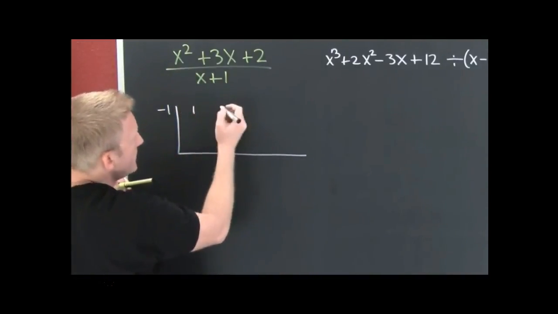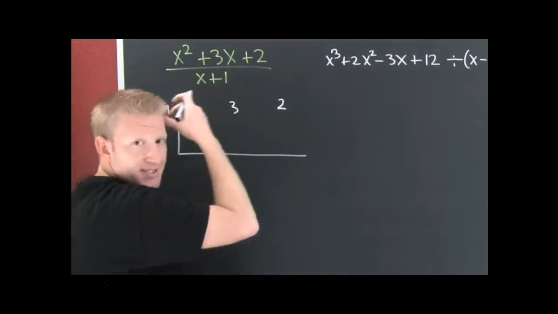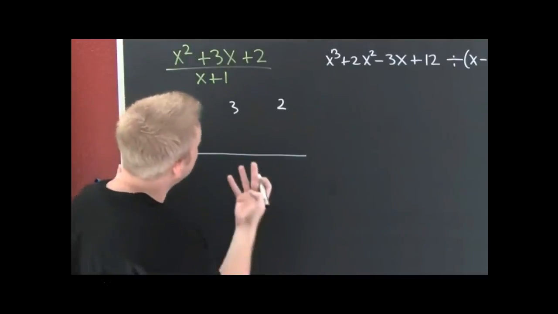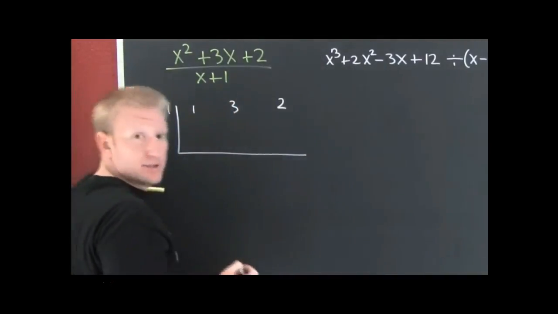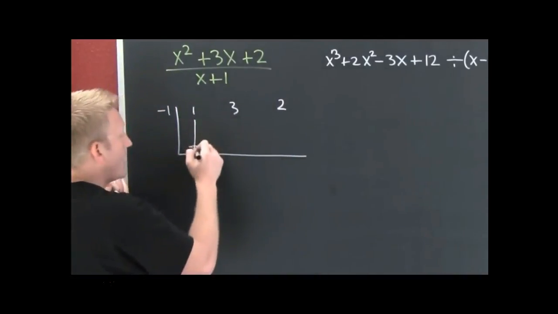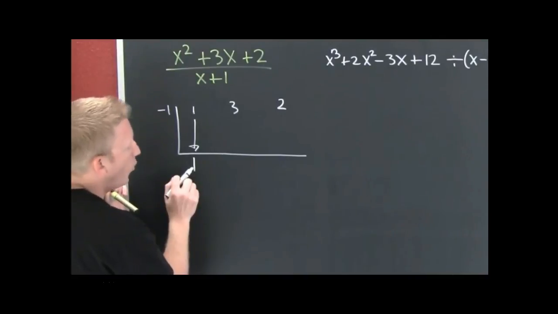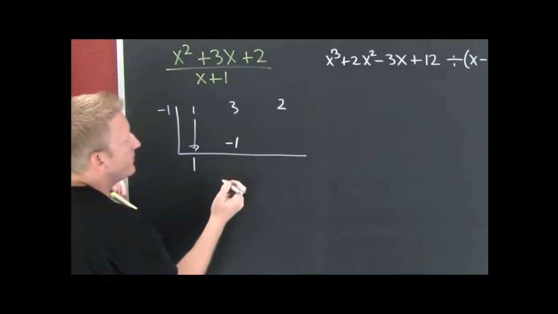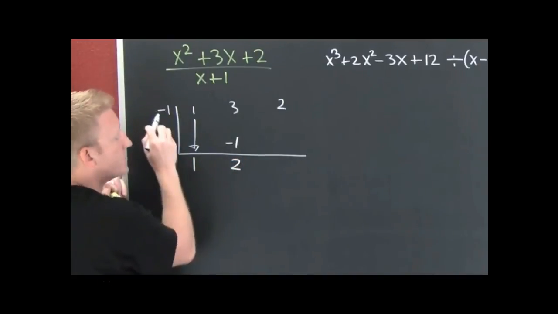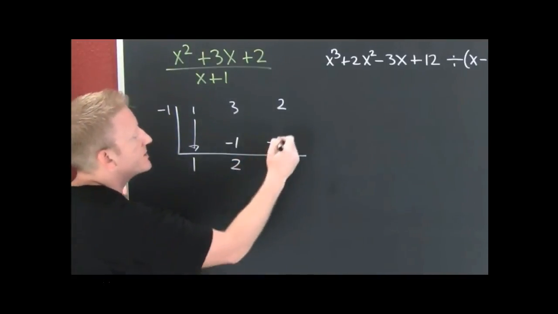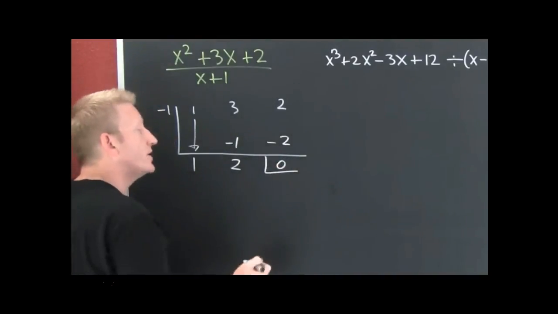Here we go. I'm going to put a 1, a 3, and a 2. This is division using the coefficients, and we need our special linear factor. So what do I first do? Drop this. Minus 1 times 1 gets me a minus 1. 3 minus 1 is 2. Minus 1 times 2 is a minus 2. And our remainder is 0.